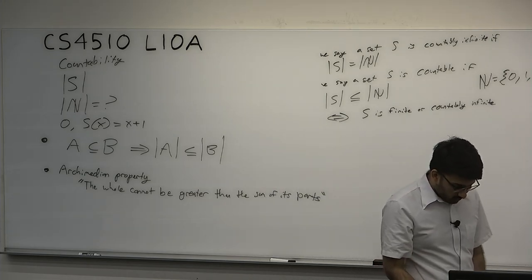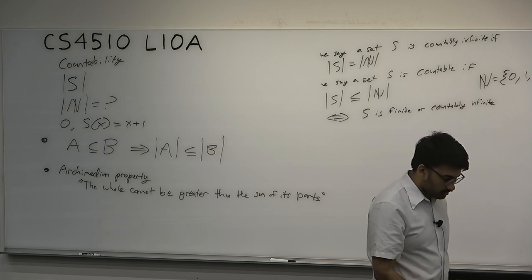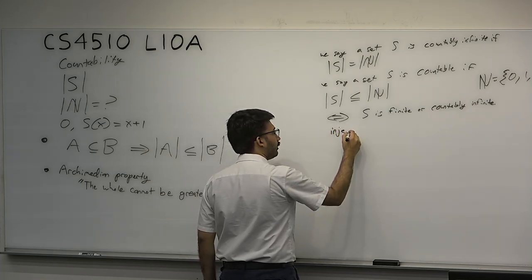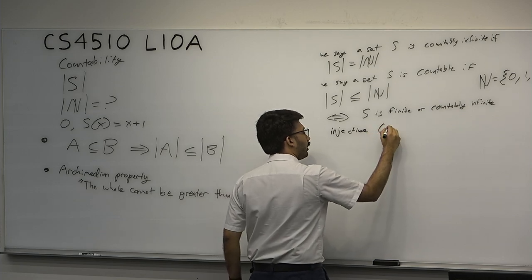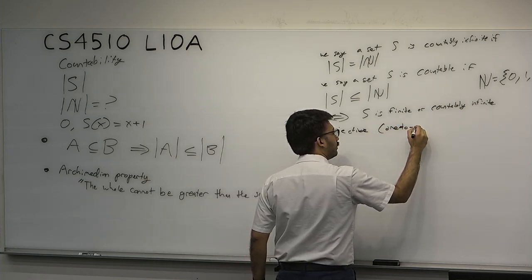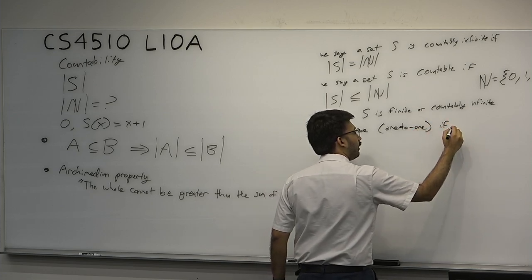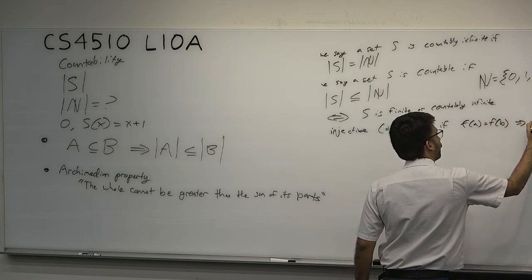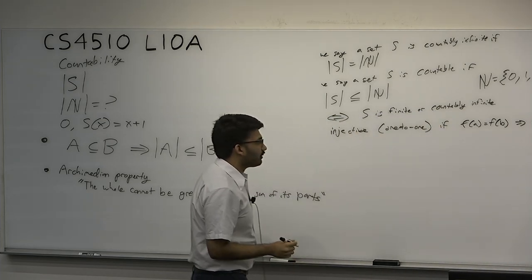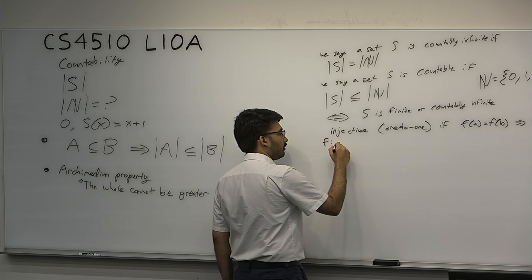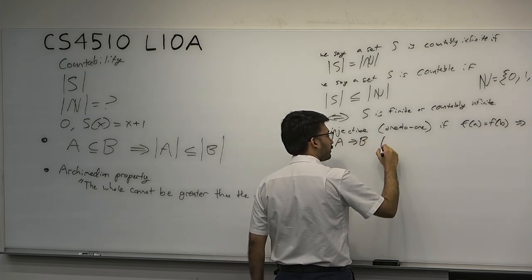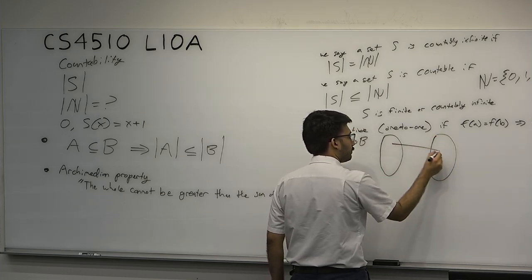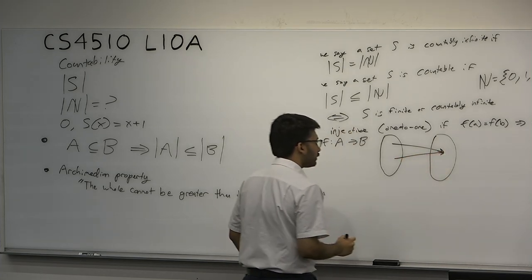Cantor gives this definition of what it means, like how do you show a set is countable? And he uses functions, actually. So you recall these definitions. A function is injective, or one-to-one, if f of A equals f of B implies A equals B, right? So a function is injective between two sets. Let's say f goes from A to B. And let's say you have something that looks like this. This is a function that is not injective.